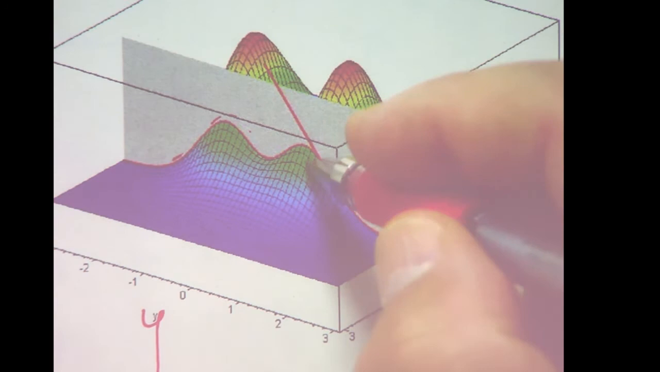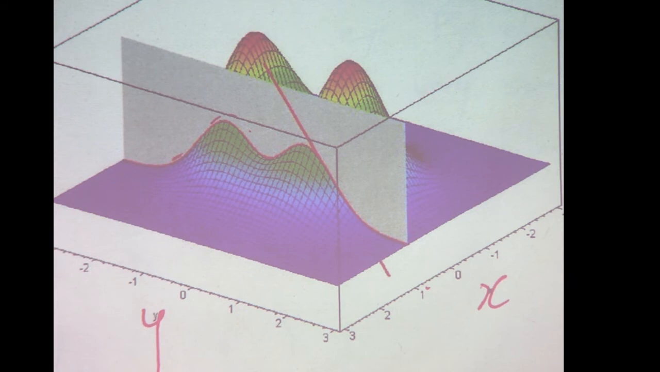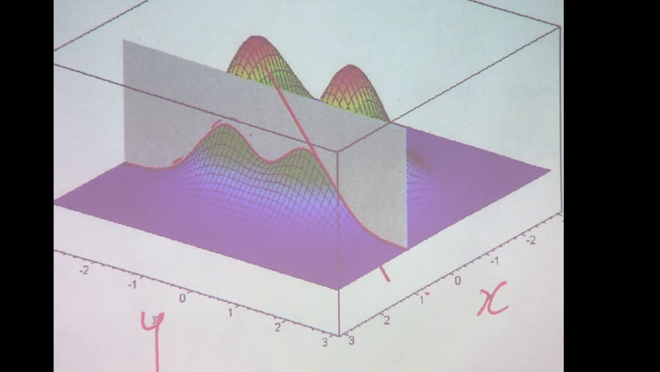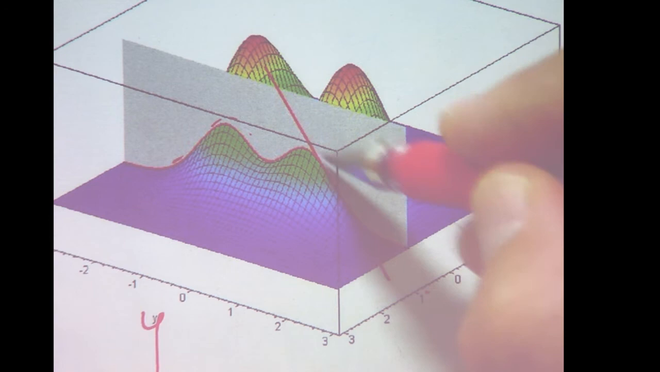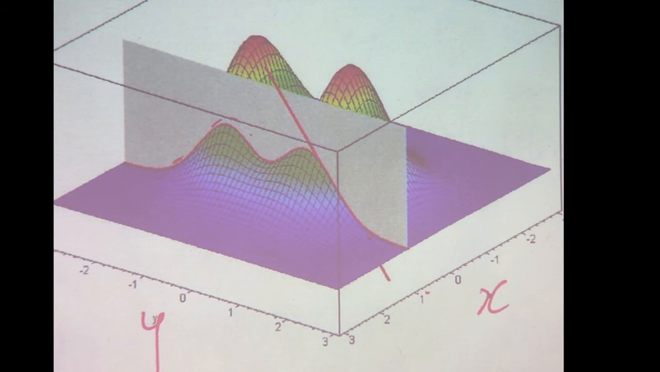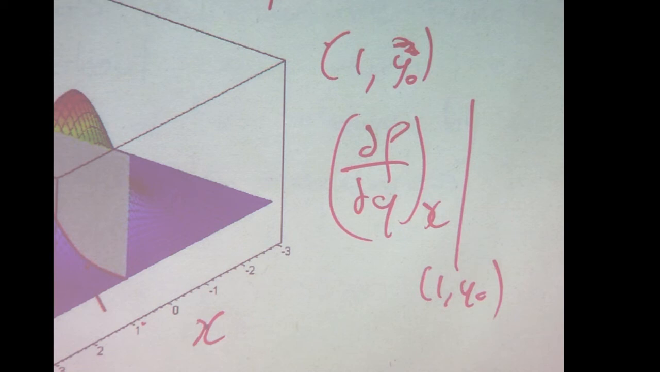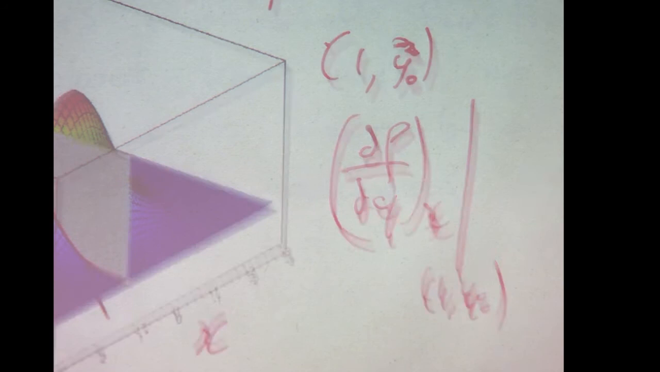That red line there is f of 1y, and now that's just a function of one variable. Then we can ask at any particular point 1y0, what is the slope of a function along this line? That would be df by dy at constant x, evaluated at 1y0.